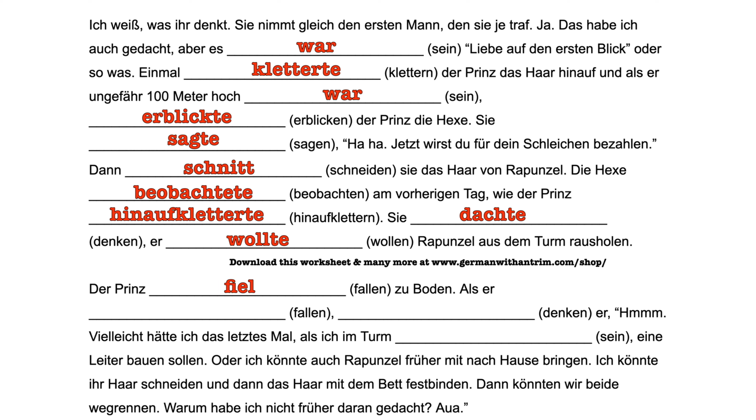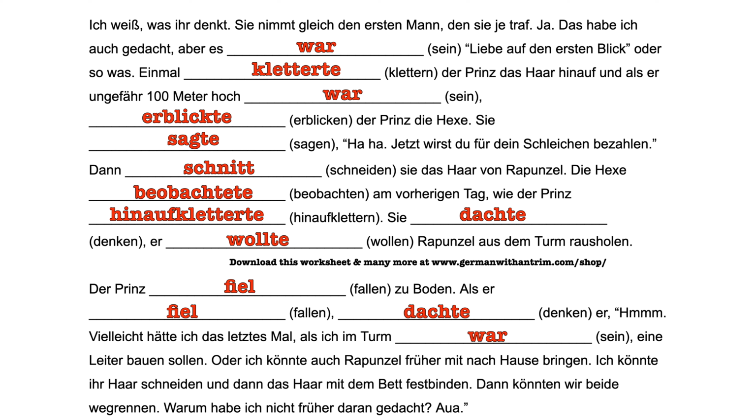Der Prinz fiel zu Boden. The prince fell to the ground. Als, and again the form of fallen, the same one we just used, fiel, when he fell, and the form of denken, which we just used a couple of lines ago, dachte, so as he was falling, he thought to himself, vielleicht hätte ich das letzte Mal, als ich im Turm, and the same form that we've been using for sein, this time as the ich form, so ich war, it's the same as the er/sie/es form though, als ich im Turm war, eine Leiter bauen sollen.